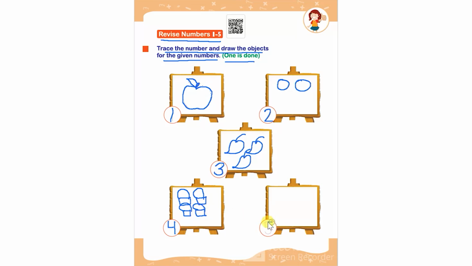After that, the next number is 5. So the child has to trace the number 5 and draw any 5 objects, say for example pencils. 1, 2, 3, 4, 5.